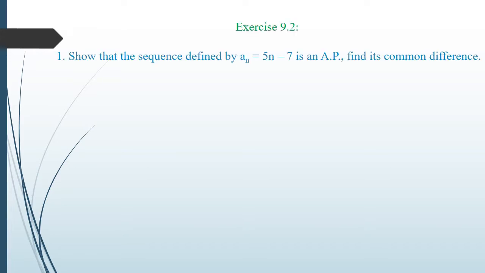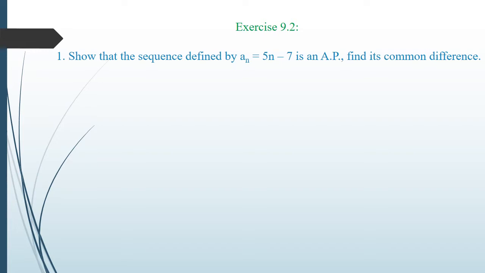The first question says: show that the sequence defined by an is equal to 5n minus 7 is an AP and find its common difference. In the previous exercise we have seen the nth term was given and we were asked to form the sequence using that nth term, and we saw that some of those sequences were not forming an arithmetic progression. Here they are telling us to show that this sequence is going to form an arithmetic progression, and then we have to find its common difference.